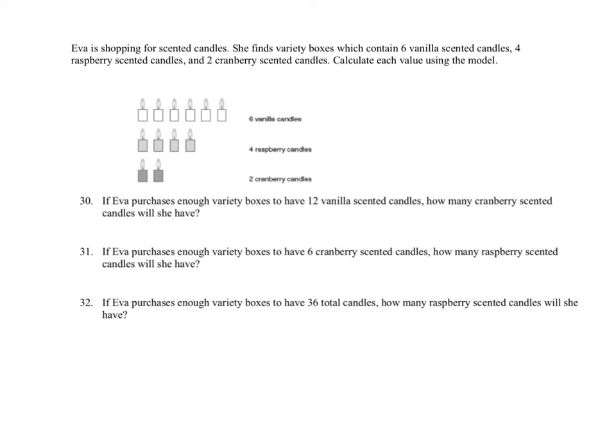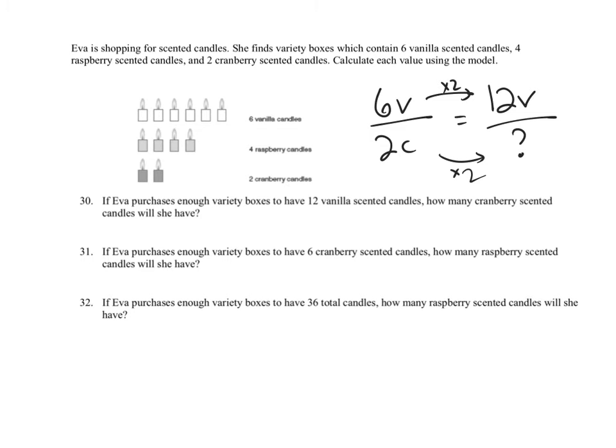Well, this ratio up here is 6 vanilla to 2 cranberries. If she gets 12 vanilla, they want to know how many cranberries. So this was times 2, so we would do times 2, which gives us 4 cranberries. Okay. Eva purchases a variety box of 6 cranberry scented candles. They want to know how many raspberry.